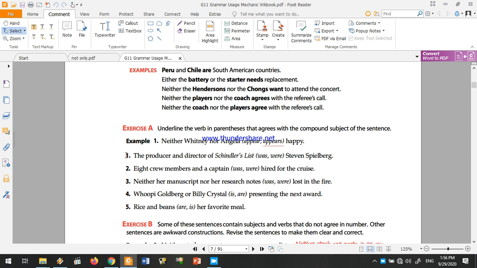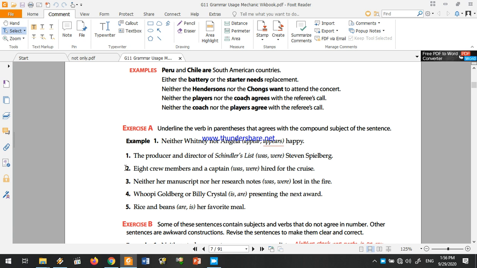Example A. The producer and director of Schindler's List was Steven Spielberg. This is a tricky question. Although you might think that this is a compound subject and it consists of two things, they're basically the same person. They are, in fact, the same person, so we use was. However, he holds two titles. He is both the producer and director of that movie.